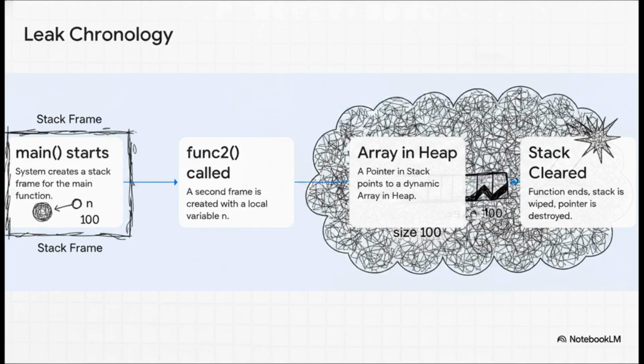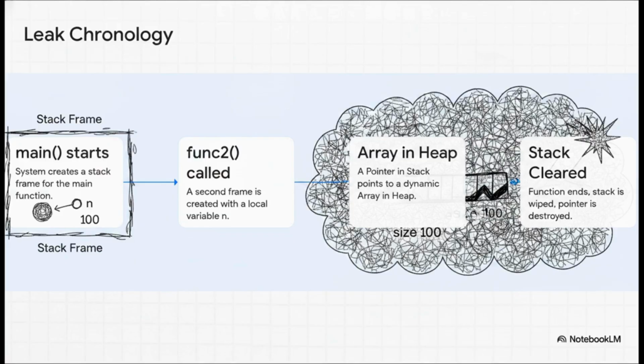We'll walk through these steps as our program runs. Step 1, our main function starts, and the system creates a stack frame, like an activation record, right there on our temporary whiteboard. Step 2, main calls another function, let's say function 2, creating a second frame on the stack. Now, inside function 2, we have a local variable n, which takes an input size from the user. Let's say they type in 100.